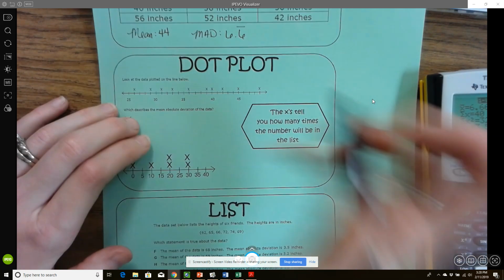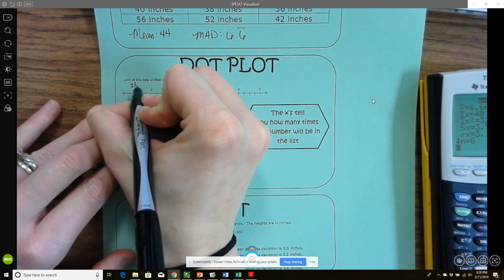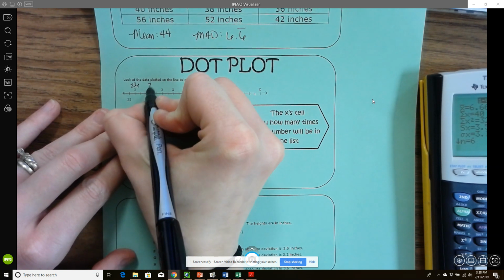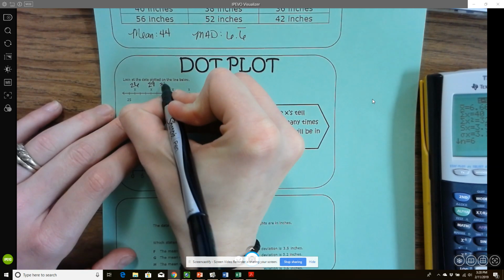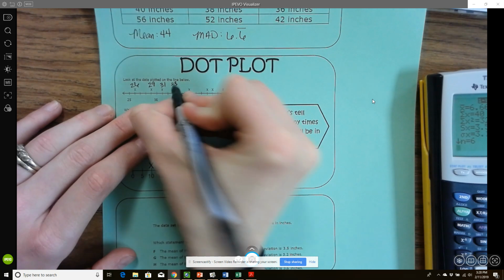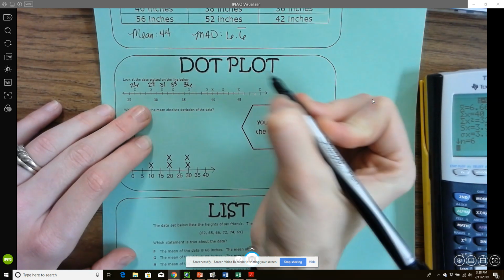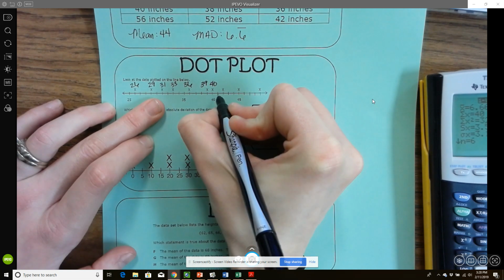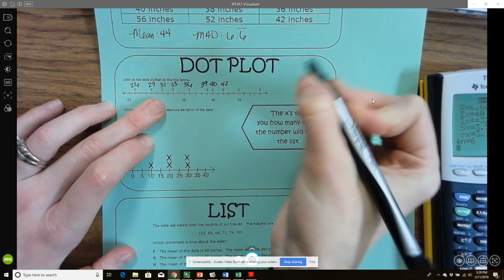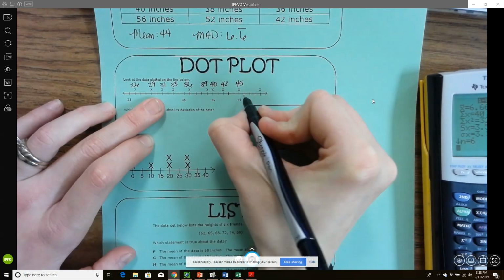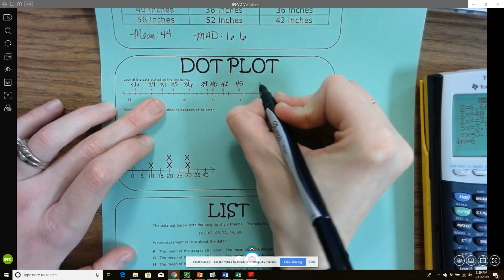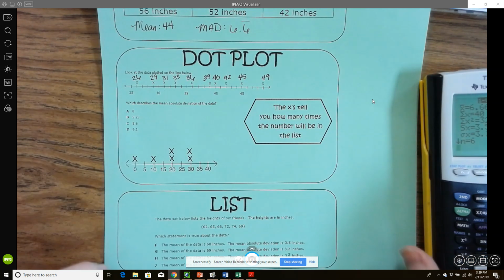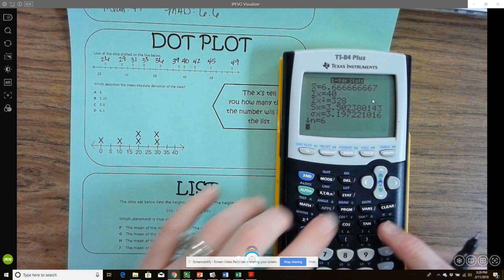So when you have a dot plot, the X's tell me how many times the number will be listed. So I go through and I label. So this would be a 26, 27, 28. This would be a 29, 31, 33, 36, 39, 40, 42, 45, and then 46, 47, 48, 49. So that would be my data.